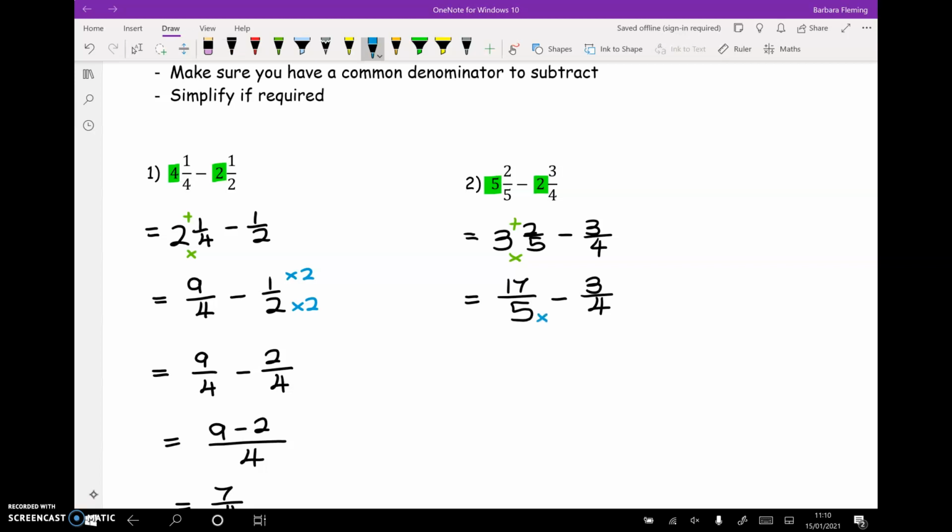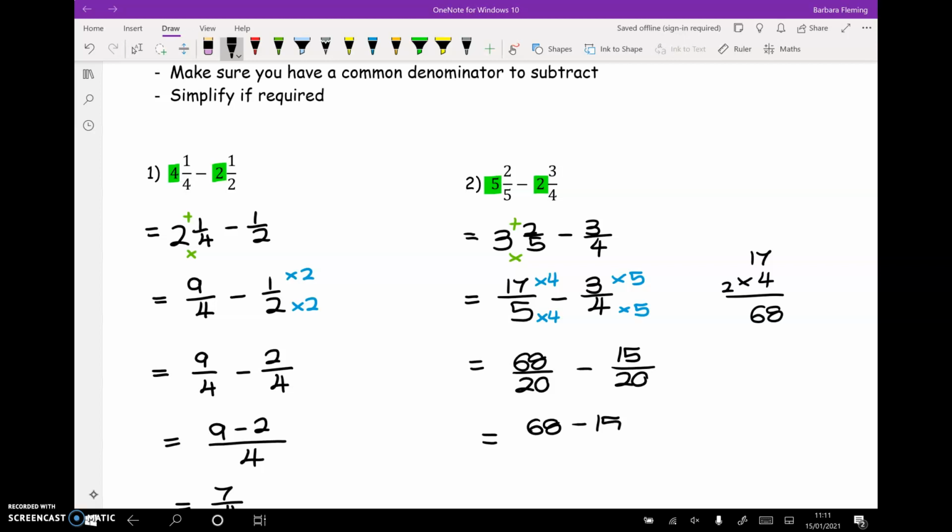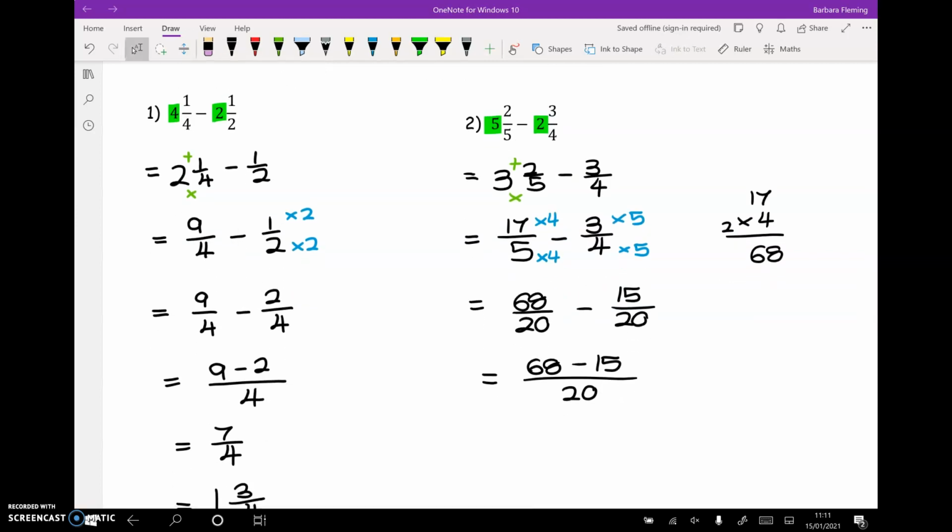So we're going to need to change both fractions here. We're going to multiply this one by 4, and what we do to the bottom, we do to the top. We're going to multiply this one by 5, and what you do to the bottom, you do to the top. And that will equal, okay, 17 times 4. I'm just going to be careful and do a quick sum at the side. 4 7s are 28, 4 1s are 4, and 2 is 6. So we've got 68/20. Take away 3 5s are 15/20. We subtract our numerators, 68 take away 15 all over 20.